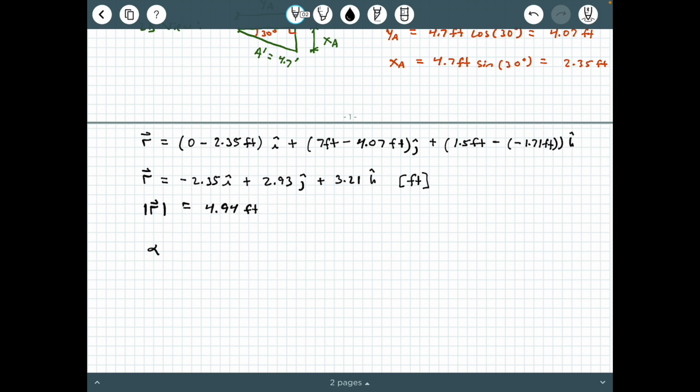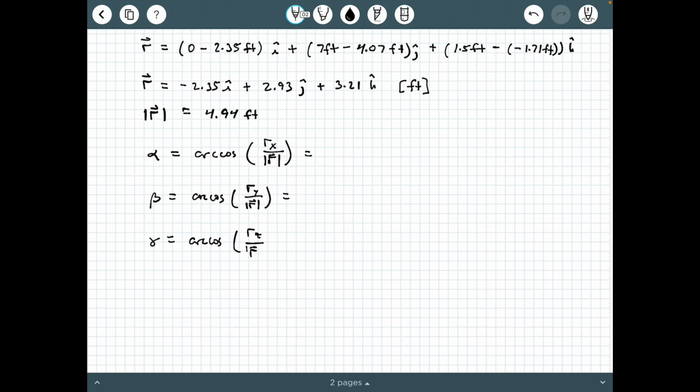And so we can get the coordinate direction angle alpha is the arc cosine of rx over the magnitude of r. And then beta is the arc cosine of ry over the magnitude of r. And then gamma is the arc cosine of rz over the magnitude of r. And we can go in one at a time in our calculators.